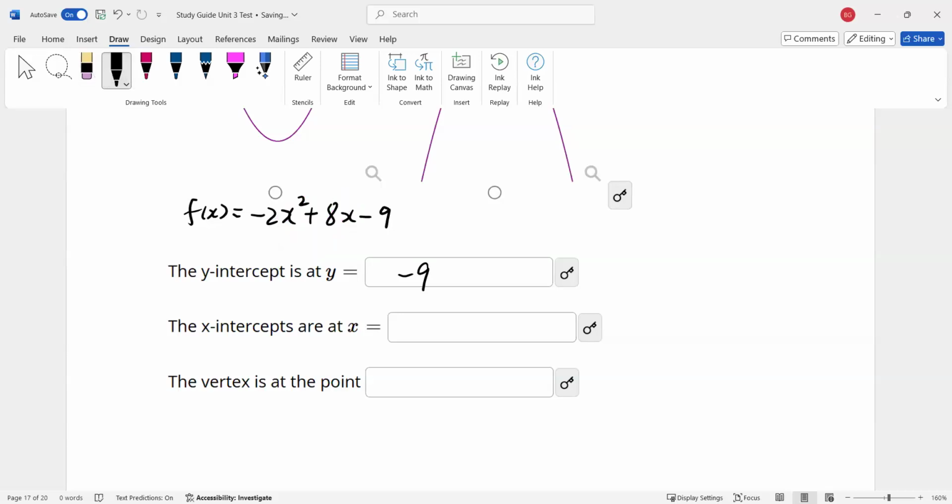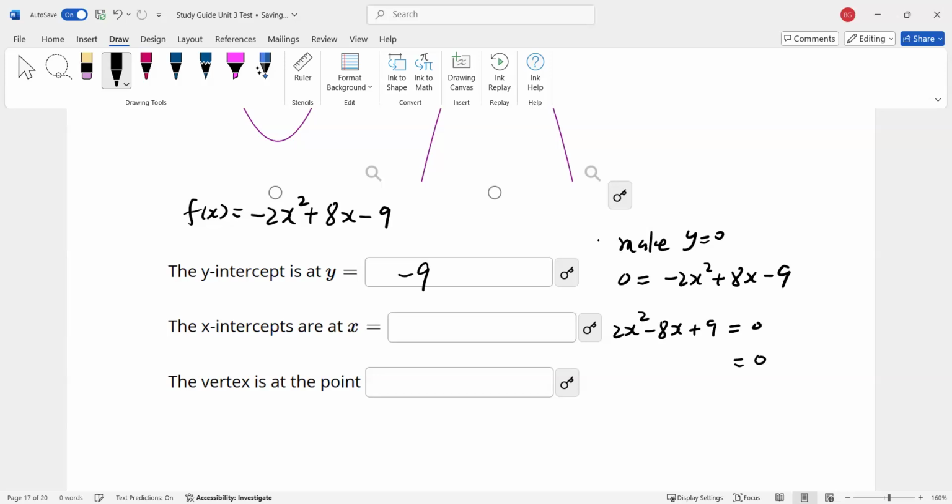X-intercept, we make y be 0. The x-intercepts are x equals. Okay. So make y be 0. We have 0 equals negative 2x squared plus 8x minus 9. I'm going to move the three terms to the left side and change their signs. 2x squared minus 8x plus 9 equals 0. I want a 0 on the right anyway, and I need the leading coefficient positive, so it's good.